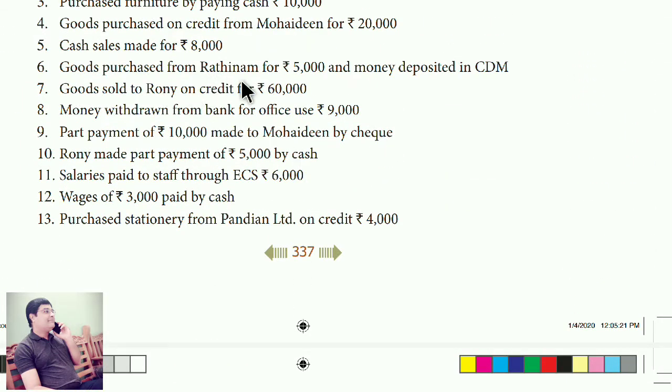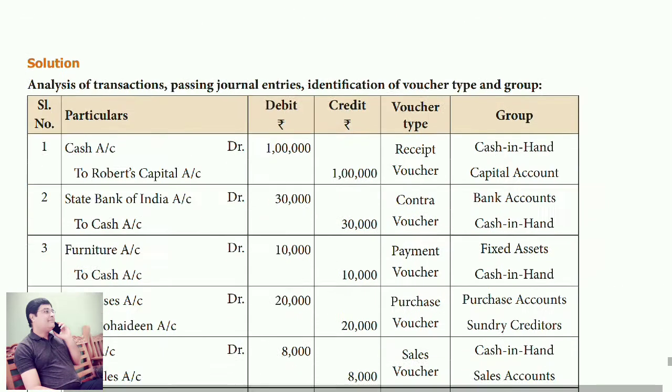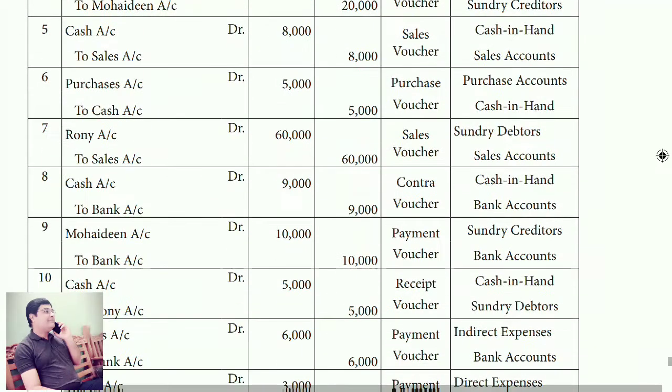Goods purchased from Rahinam for rupees 5,000 and money deposited in CDM. So you purchase the goods and deposit the money into the CDM, meaning cash deposit machine. Does money come in or go out? It goes out. What comes in? Goods. So purchase account debit to cash account. See the 6th entry. Purchase means purchase voucher. Purchase will come under purchase account. Cash will come under cash in hand account.